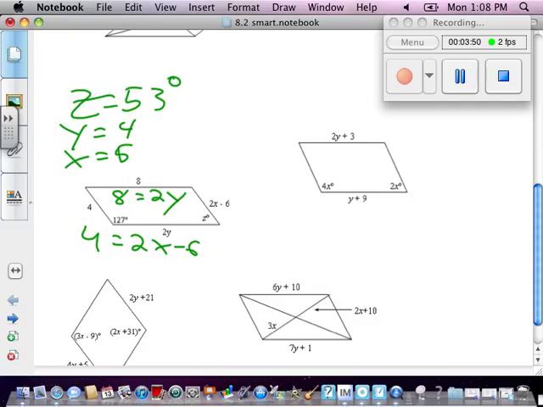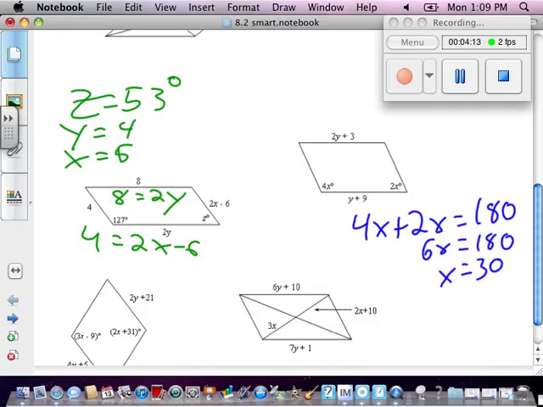We feel pretty good about this so far? Yeah. Good. Okay. Let's do all 3. So 4x plus 2x equals what? 8x. Try again. 180. So 6x equals 180. So x would equal 30. Very nice. Okay. 4 plus 2 is 6.